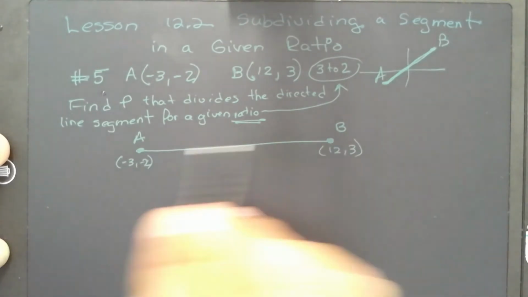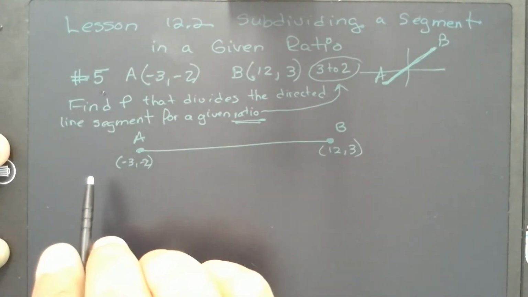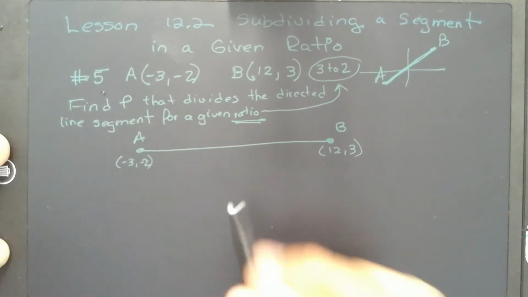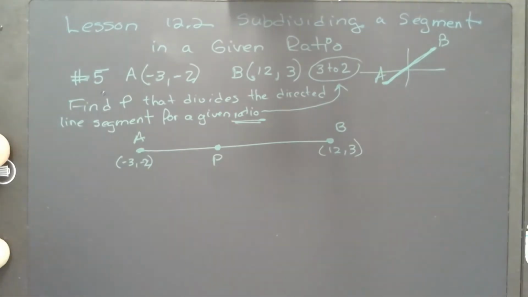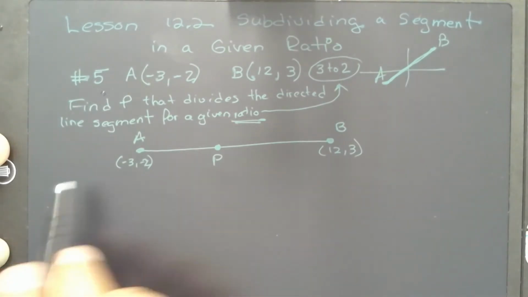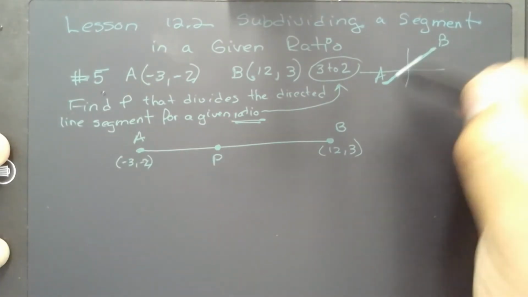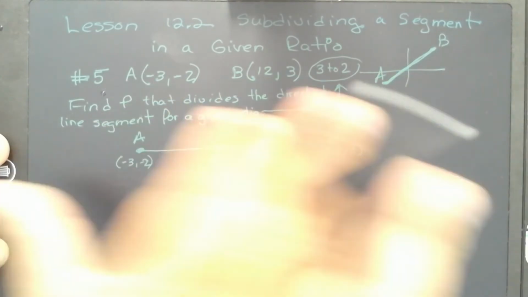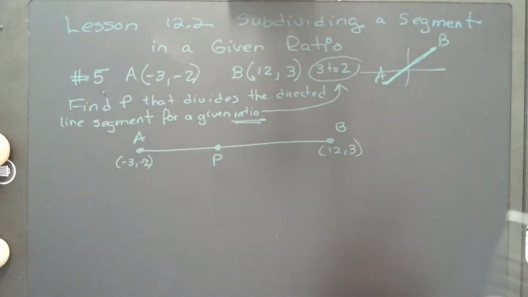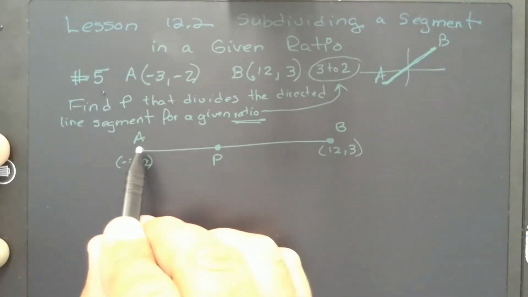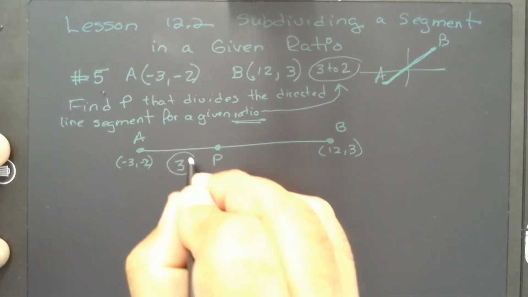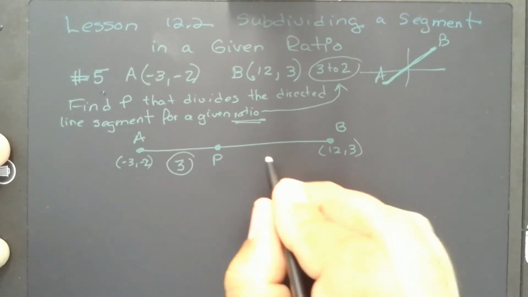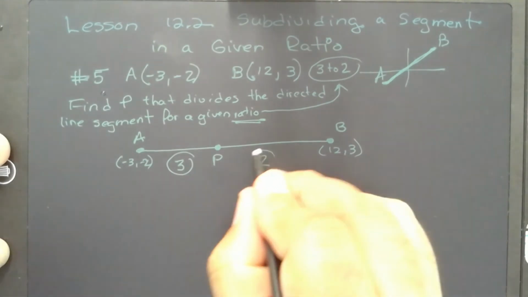There's a reason why I label it like this, all right? Because P is somewhere on this segment. Do you guys understand that? P is somewhere on this segment. Of course, we're looking at this right here, but I'm just extending it over here. But we do know that the ratio from A to P has to be 3, and from P to B has to be 2.